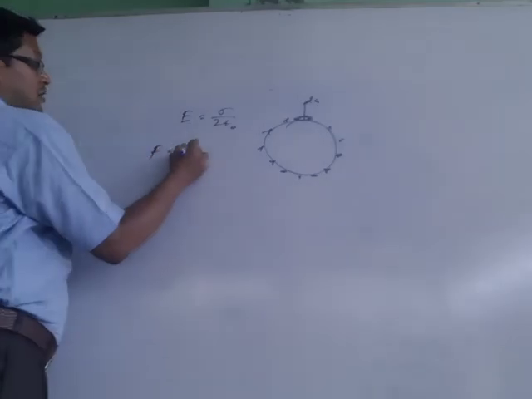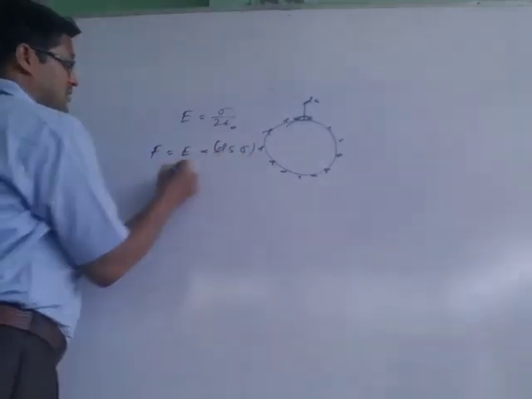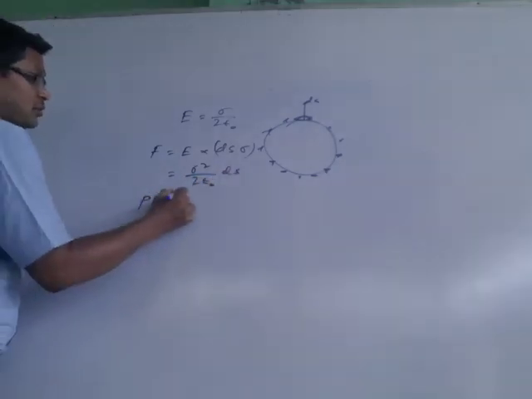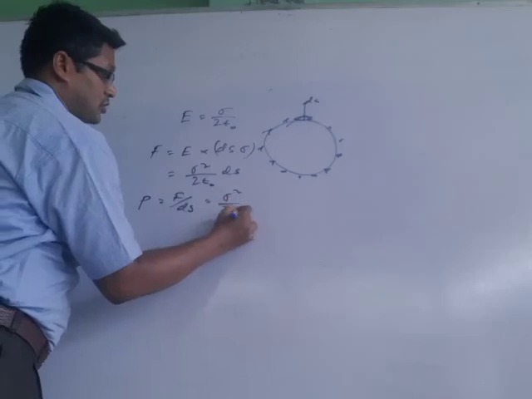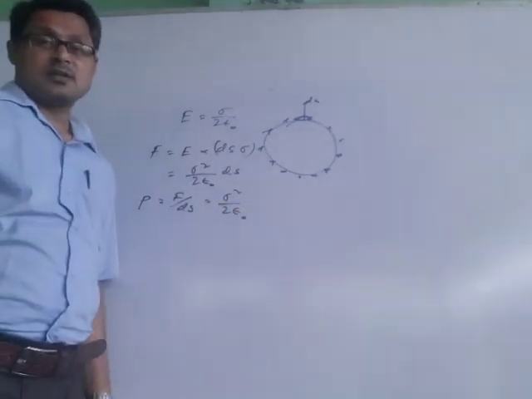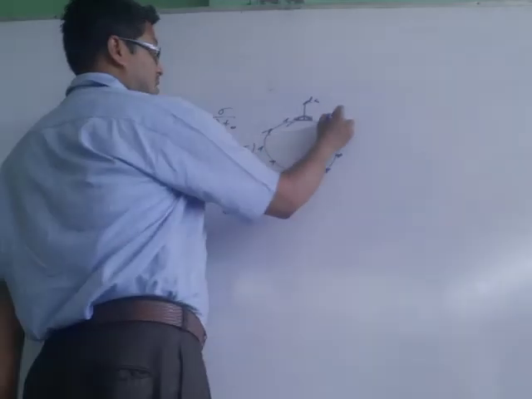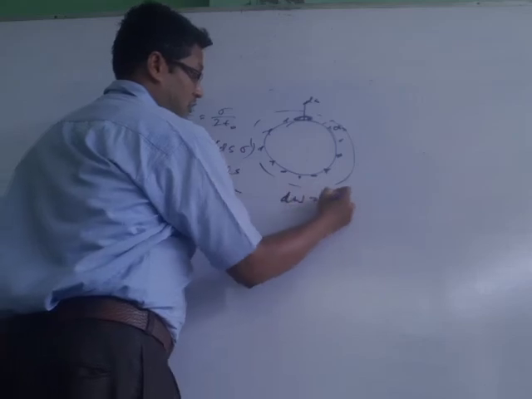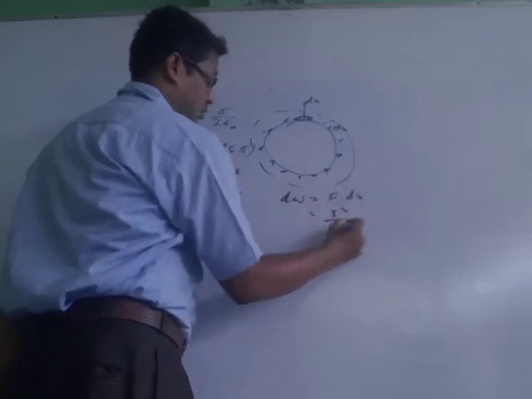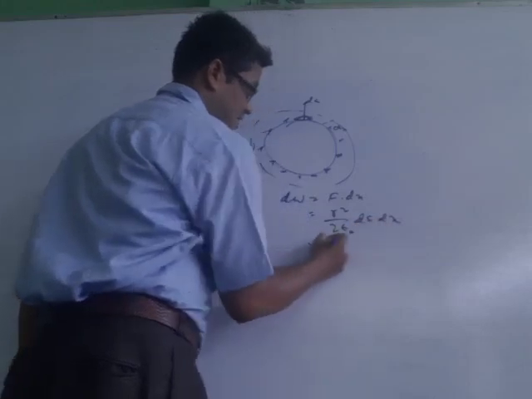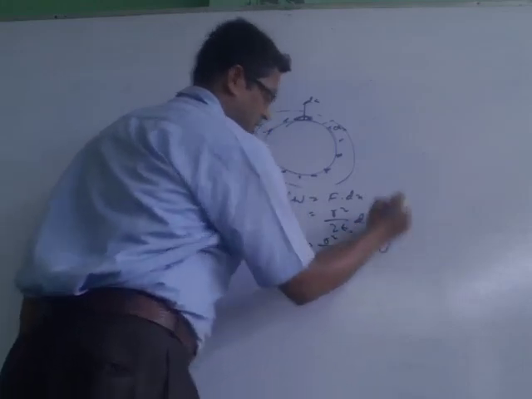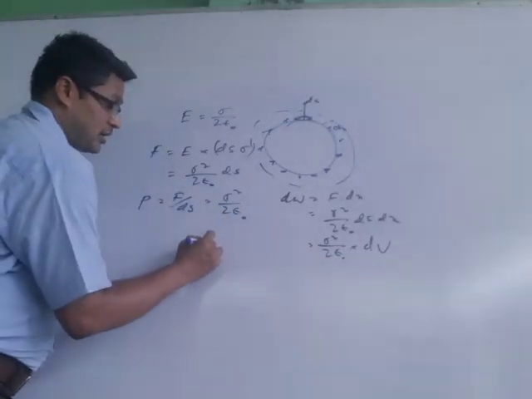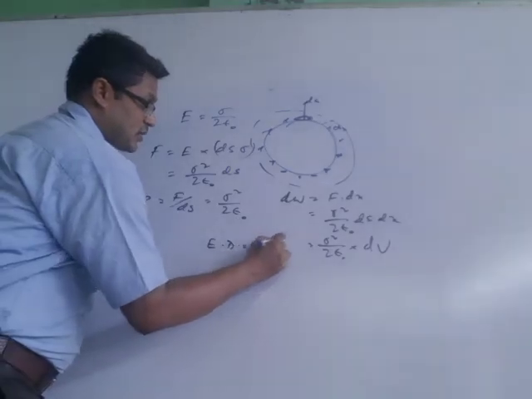Then what is the force? Force equal to intensity into charge. Charge means sigma ds. So force will be sigma square by 2 epsilon 0 into ds. Then what is pressure? Pressure equal to force by area, so sigma square by 2 epsilon 0. Now what is the work done to increase the radius by a small amount dx? Then dW equal to F into dx, that is sigma square by 2 epsilon 0 ds into dx, that is sigma square by 2 epsilon 0 into dV, the elementary volume. Therefore the energy density will be sigma square by 2 epsilon 0.